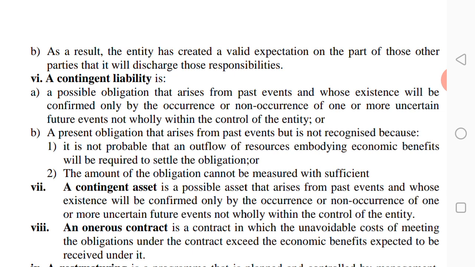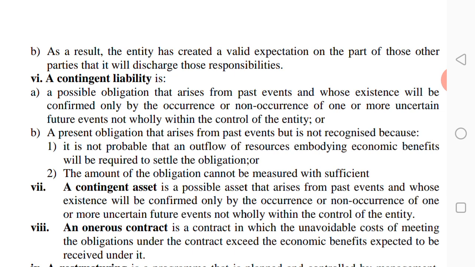When the company is sued in a court case, the company might not know the actual liability that it will pay, and it might not know if it will win the case or not. So that is what we call a contingent liability. It is a present obligation that arises from past events but is not recognized, because it is not probable that an outflow of resources embodying economic benefit would be required to settle the obligation. It's not highly probable, it's not certain that you incur that liability.